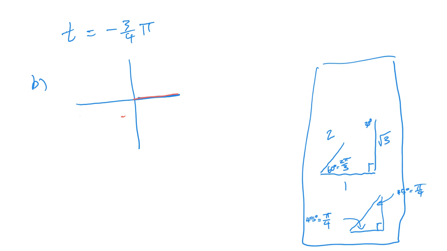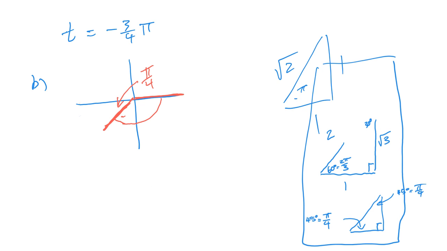So imagine it starts here and it goes this far. So it goes 3/4 of the way across. So 3/4 back of pi. So that means that this angle here is pi over 4. So the acute angle here is pi over 4, which means we have a triangle that looks like this: 1, 1, √2. This is pi over 4, and this is also pi over 4.